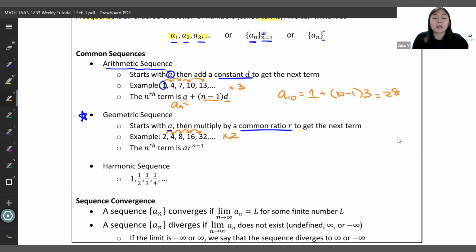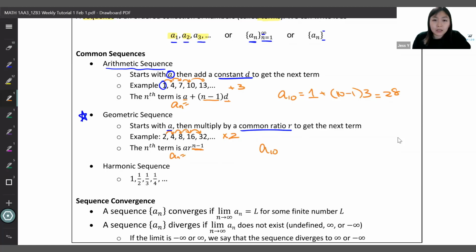So I'm just multiplying by 2. So then the nth term, the an term, is going to be a times r to the n minus 1. We're going to see this come back later on when we talk about series, okay? So just know that the nth term is a times r to the n minus 1.